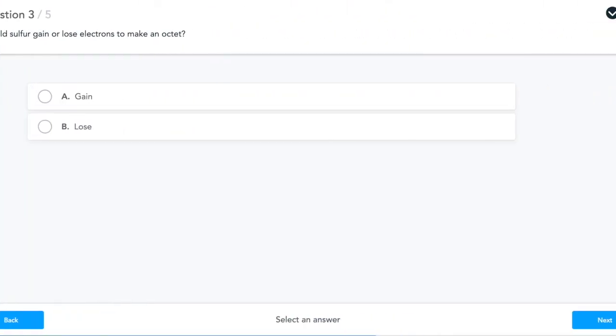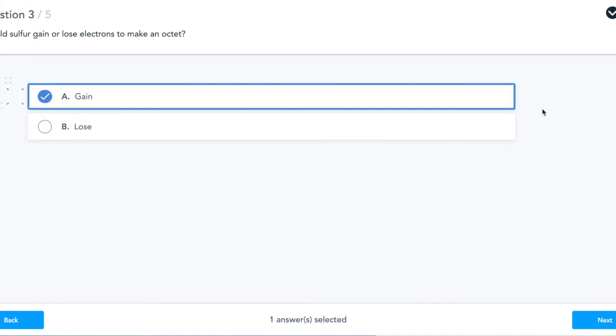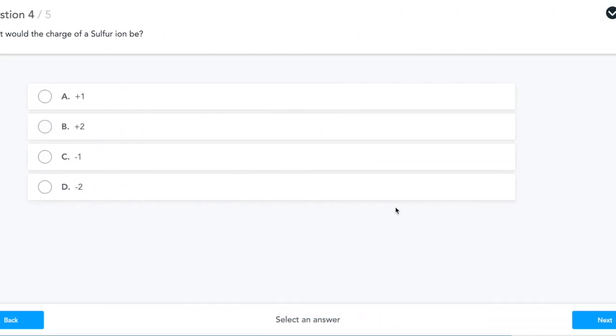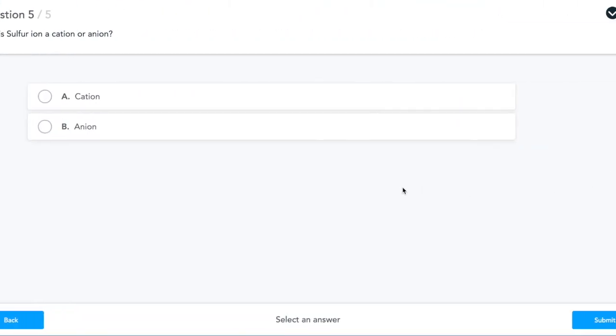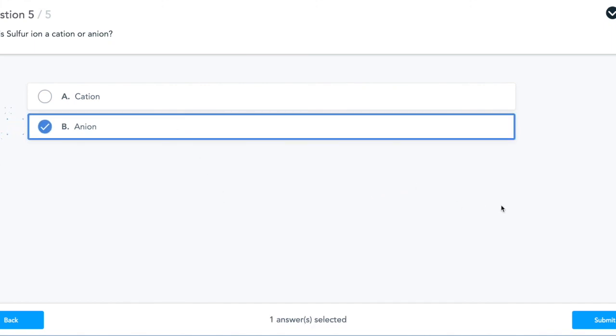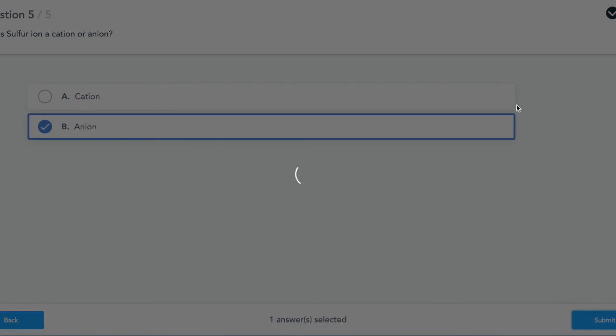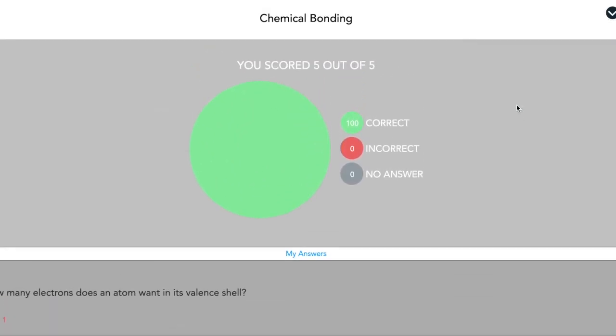Would sulfur gain or lose electrons to make an octet? Well, sulfur is in the 6A column, so it has 6 valence electrons, and it is going to gain electrons in order to form an octet. What would the charge of a sulfur ion be? Sulfur gains 2 electrons, and therefore it would form a -2 ion. And finally, is this sulfur ion a cation or anion? It is negatively charged, so it is an anion. If you answered those questions as such, you should get a 5 out of 5.